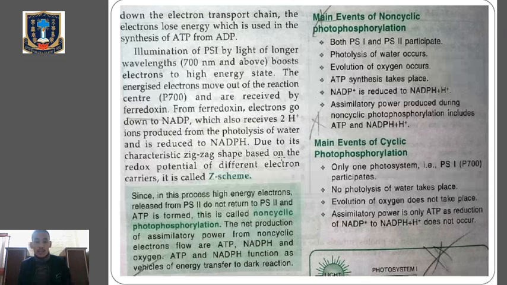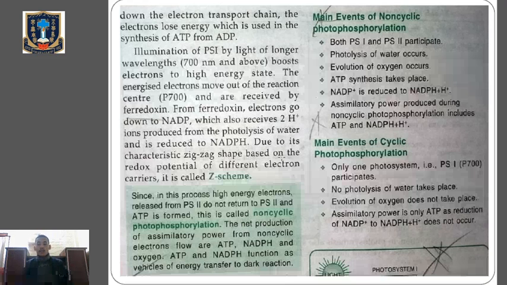where they will be utilized for the formation of NADPH from NADP. And since the flow of energy or electrons occurs in a zigzag manner, it's also called the Z scheme. So here the electrons given by PS2 are being utilized by PS1 for the formation of NADPH. Okay, so it is called photophosphorylation, but it is non-cyclic photophosphorylation because the electron is being utilized for the formation of NADPH. And how does PS2 receive the electrons? Simply, it will receive the electrons by the photolysis of water.